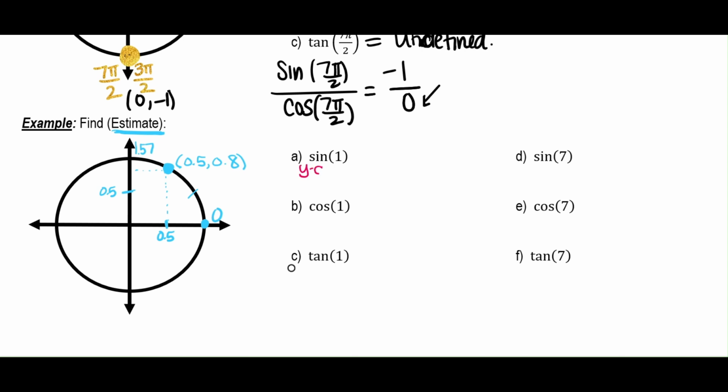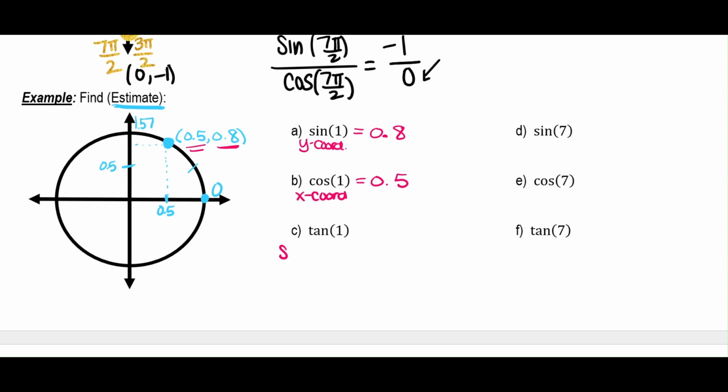So sine is the y coordinate. So I went to 1, and then the y coordinate is 0.8. So sine just equals 0.8. Cosine is the x coordinate. So the x coordinate is 0.5. And our tangent is going to be sine of 1 divided by cosine of 1. Well, we just did that. So sine was 0.8. And then cosine was 0.5.